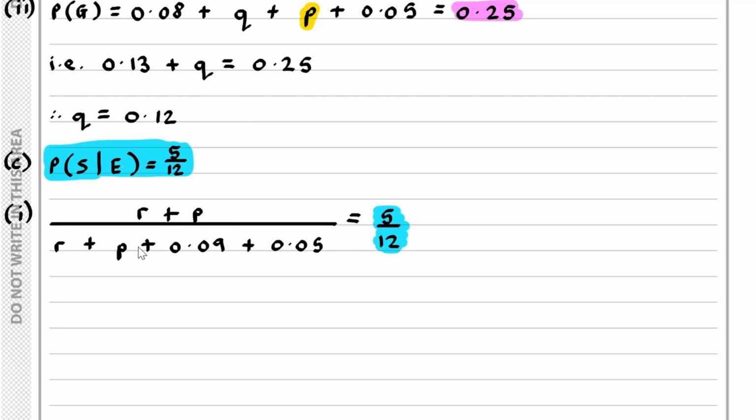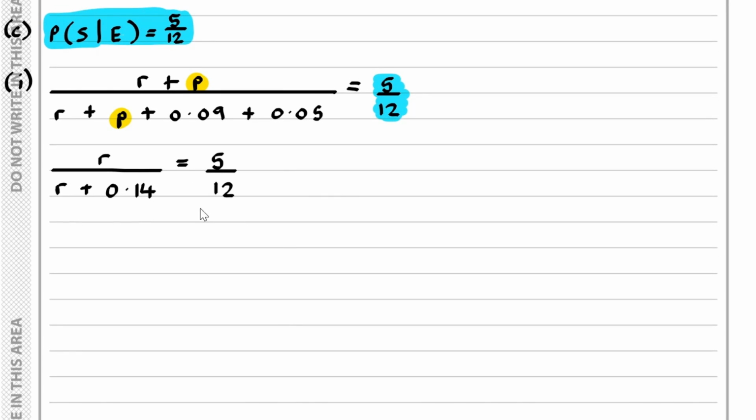Now we know what P is. P, we were told, is 0. So we have on the bottom R plus, well, here we've got 0.09 plus 0.05, that's 0.14, that's what we have on the bottom, and on the top we have R, and this is equal to 5/12. If we multiply R by 12 and 5 by R plus 0.14, we end up with 12R equals 5R plus 0.7.